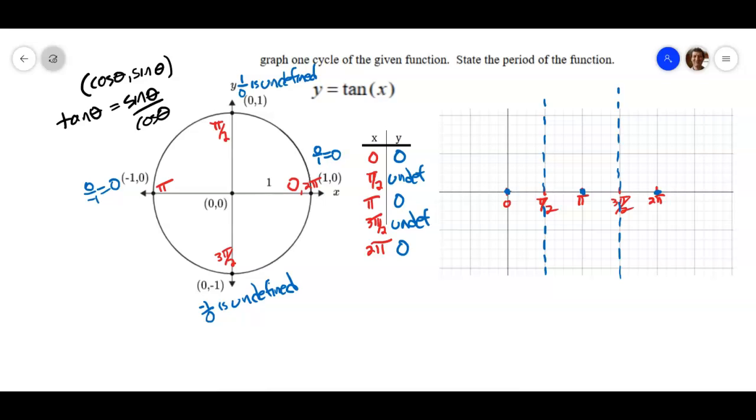So I'm going to do another point. I know a nice value for tangent at pi fourths. Tangent is 1. So this extra point, this is at pi fourths. The tangent is 1. Let's put this at 1.